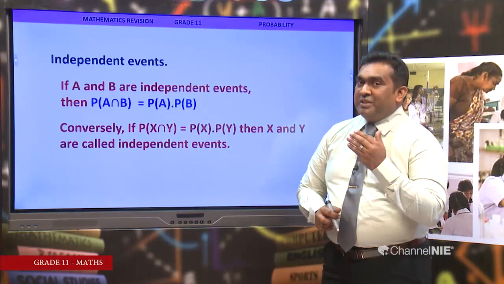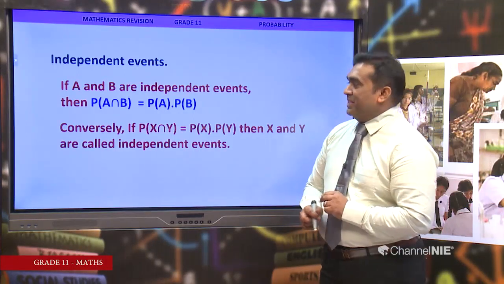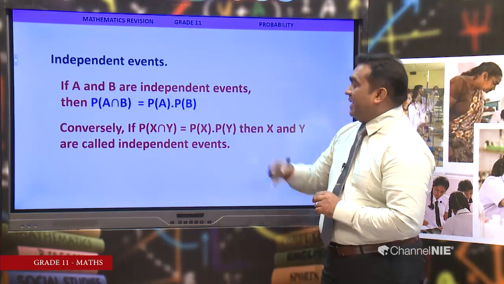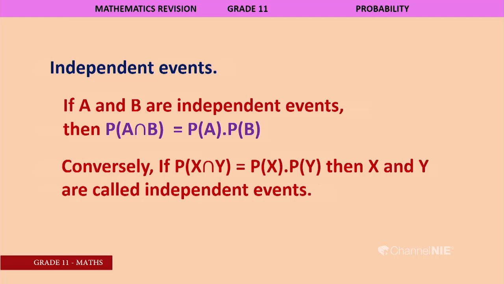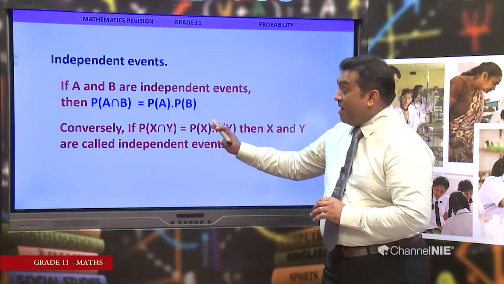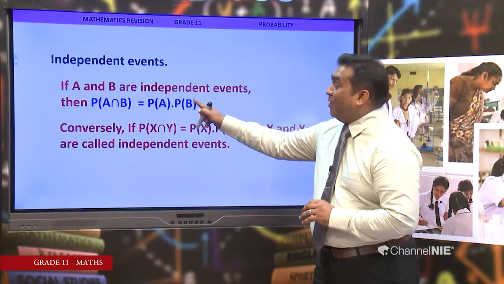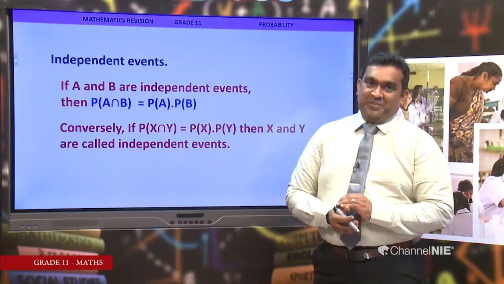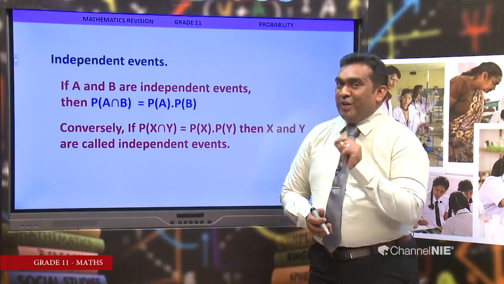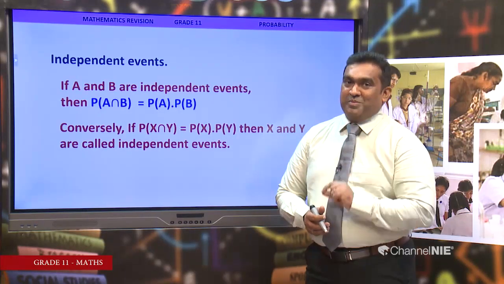Conversely, there is a converse case here. Conversely, if P(x intersection y) is equal to P(x) dot P(y), then we can say x and y are called independent events. Right? This is the opposite situation of the first relation. Remember, this is very, very important when solving problems.